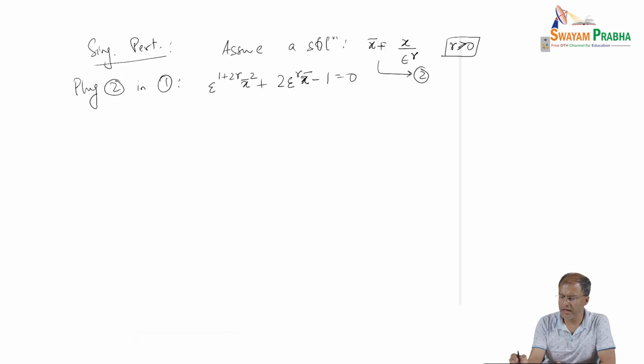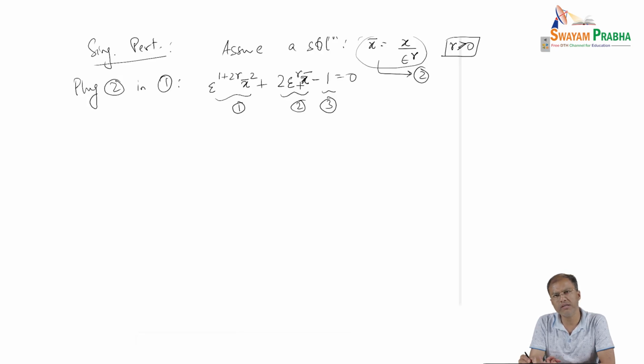So after plugging this rescaled solution, we get the following new equation. Let me call these three terms as term number 1, 2 and 3. So now notice that term number 1 has to be kept. It cannot be taken to 0, otherwise we won't get the second solution. If we choose gamma in such a way that term number 1 is gone, then we will only get one solution, which is what we found out earlier using regular perturbation.